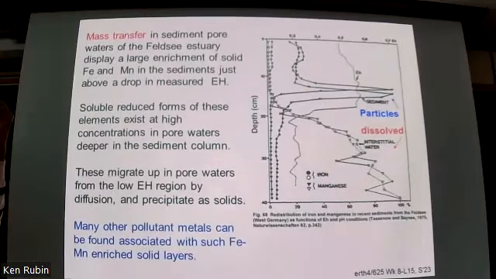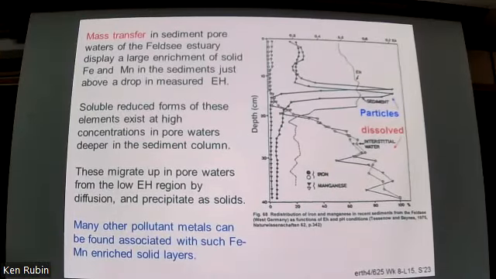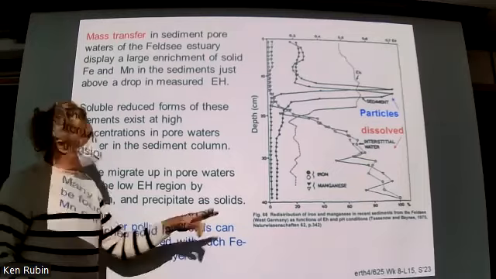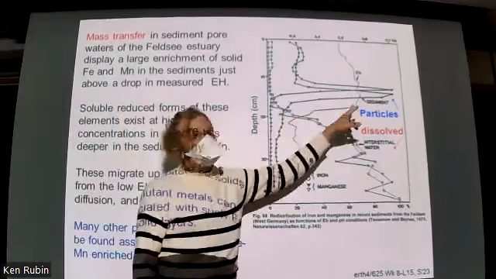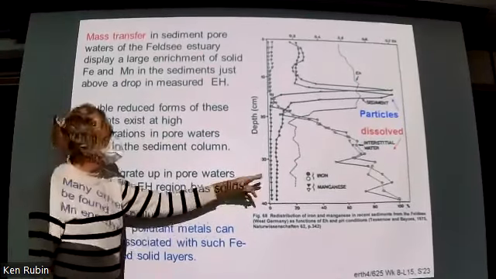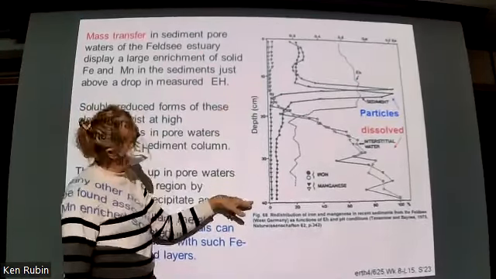Okay, so this is an example now of looking in the sediments of an estuary, and we've got sort of three things on this diagram. We've got a plot of EH, that's maybe the most straightforward thing. It's kind of high in the upper part of the sediments, and then lower in the lower part of the sediments. This is depth in the sediments in centimeters.